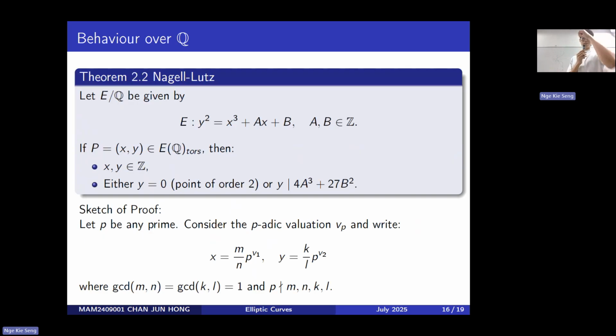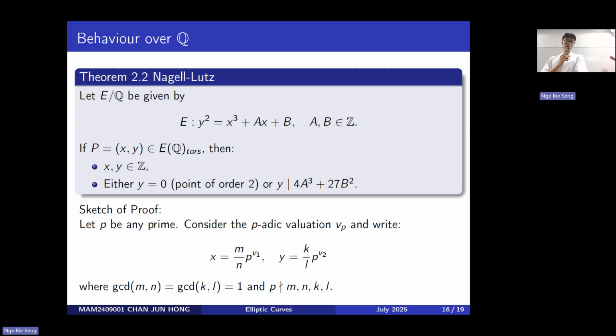So this theorem is called Nagell's theorem. For an elliptic curve over the rational numbers, if P with coordinates x, y is a torsion point, then x, y must be integers, and also either y equals 0 with order 2, or y divides this thing that we saw from the discriminant.